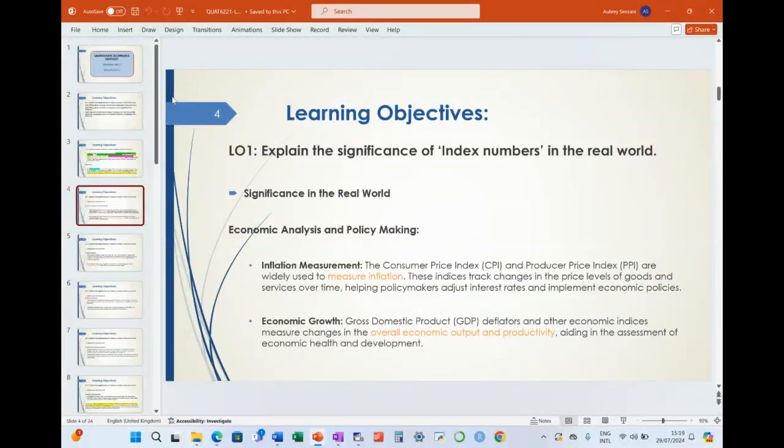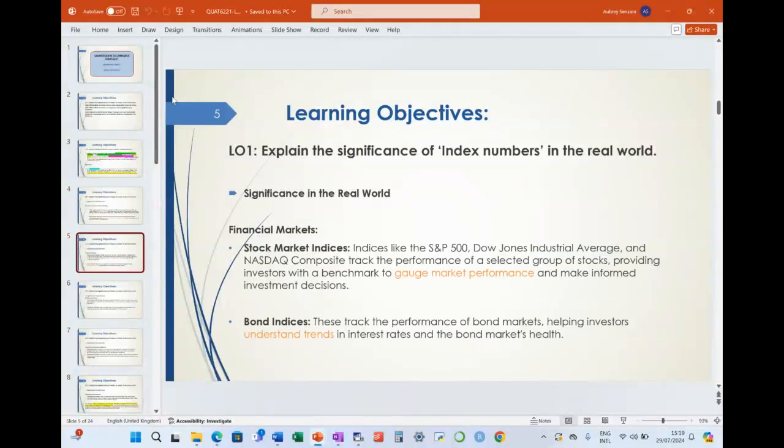Then here, I'm just giving examples of where this is applicable in the real world. So CPI, the Consumer Price Index, which we use to measure inflation. Economic growth, we use GDP. GDP is an index. I'm sure you've seen some of these things in economics, right? Yeah, it's nice.